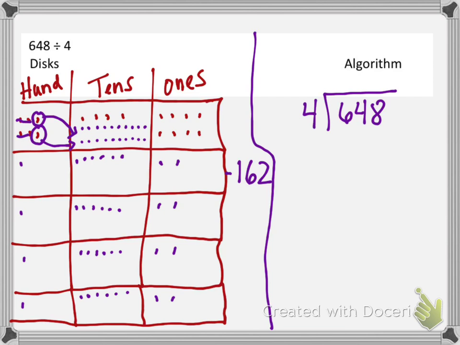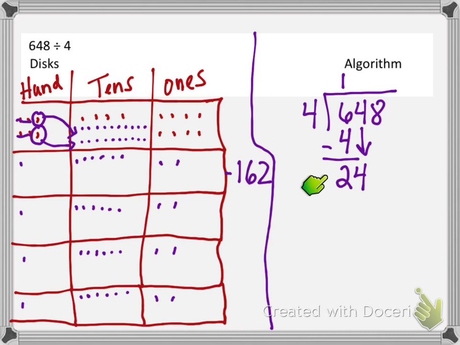4 goes into 6 one time. 1 times 4 is 4. Sister tells us to subtract. 6 minus 4 is 2. Bring down the 4. That's 24, just like we had up here. There's 24 in the tens, and that's what we have now.